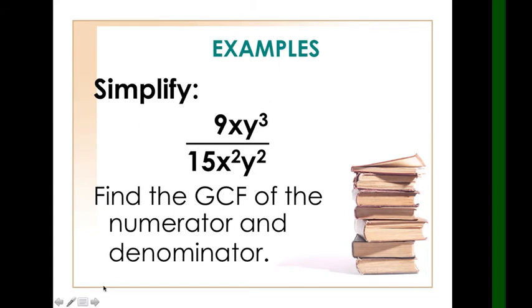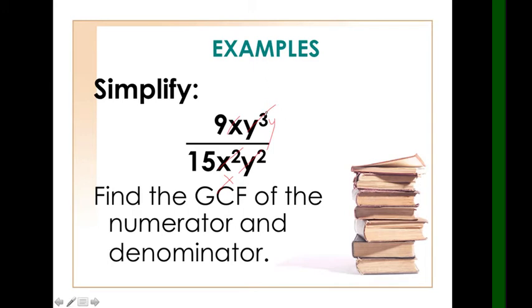Simplify 9xy squared over 15x squared y squared. So find the GCF of this. I already taught you about factoring polynomials in our previous video. For the x, we can cancel this, and what remains is x in the denominator. For the y, we can cancel this, but we still have 1 here. So we have y raised to 1, or y only, because 3 minus 2 is 1.